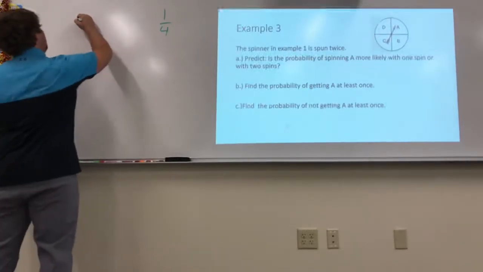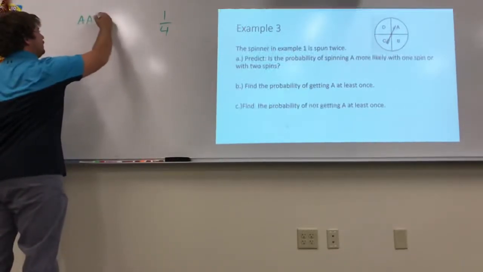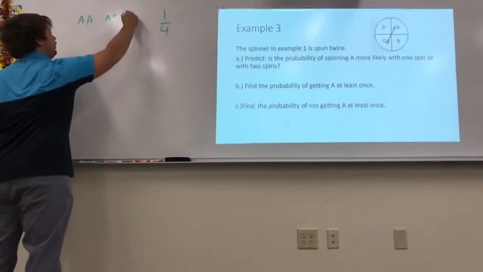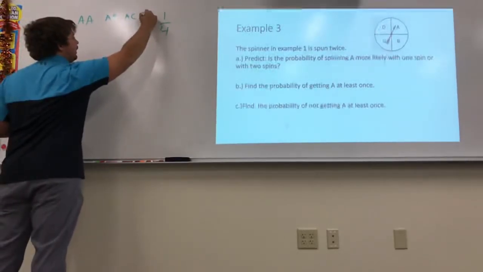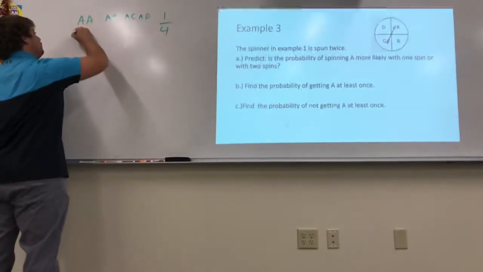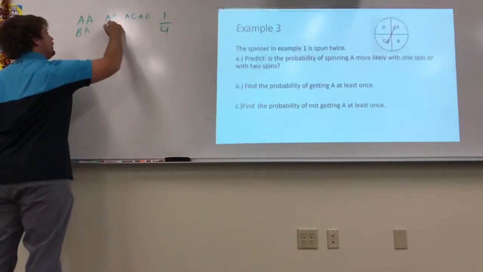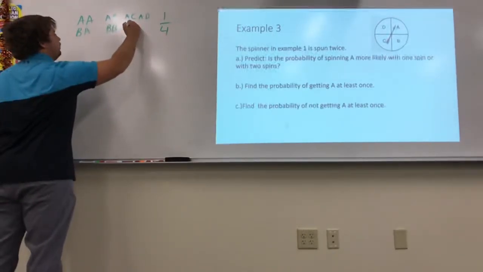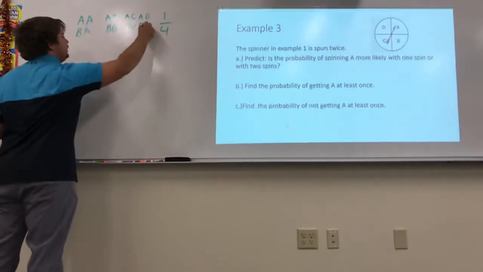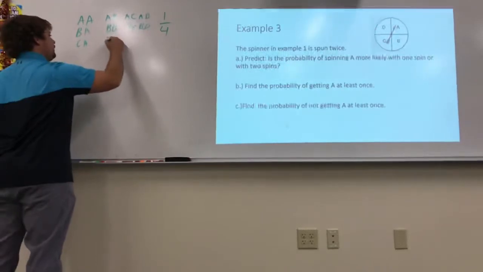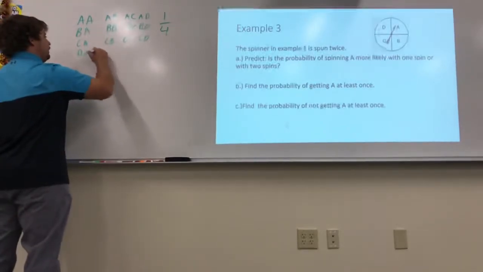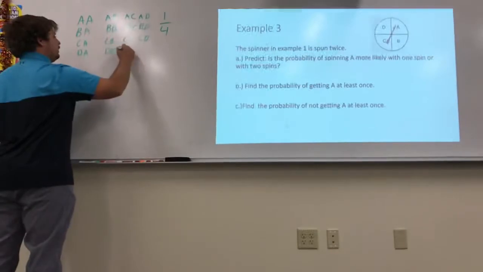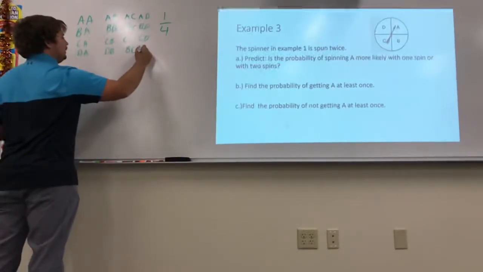All right, now we have to do this. So we have A, A. We have A, B. We have the possibility of getting A on my first spin, C on my second one, and A, D. We have a possibility of getting B, A. We have a possibility of getting B, B, B, C, and B, D. We have C, A, C, B, C, C, C, D, and we have D, A, D, B, D, C, and D, D.